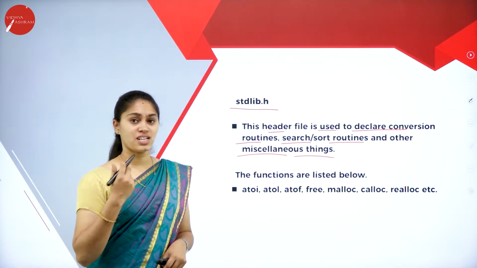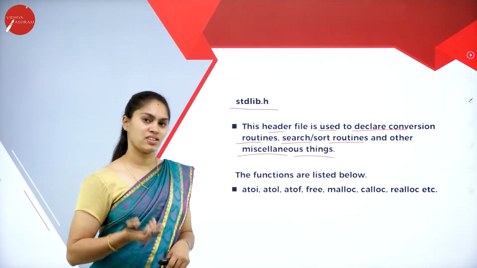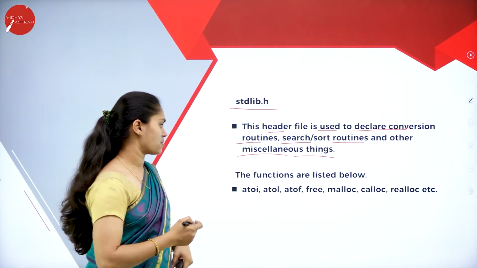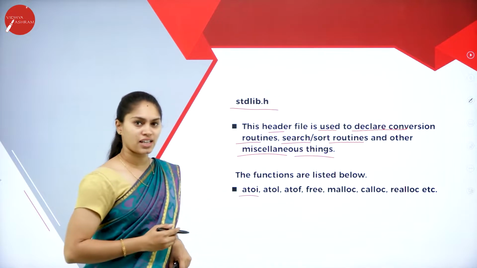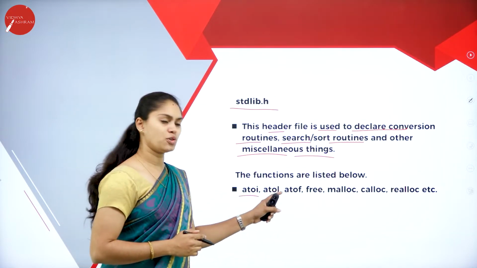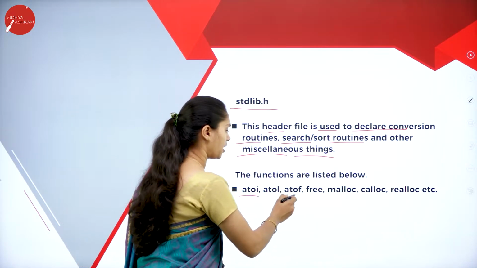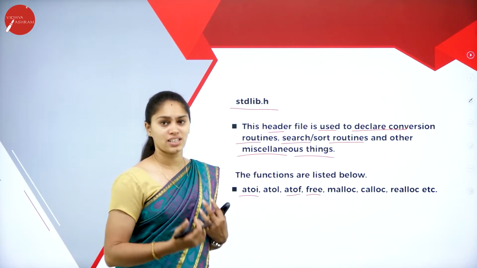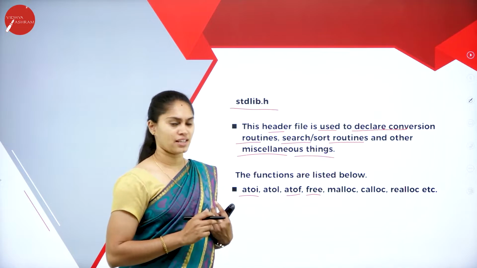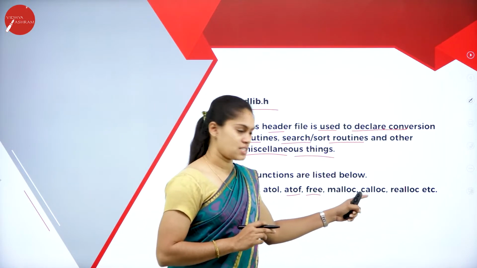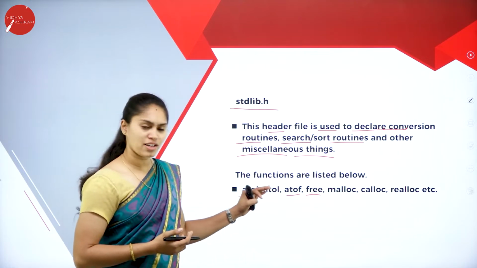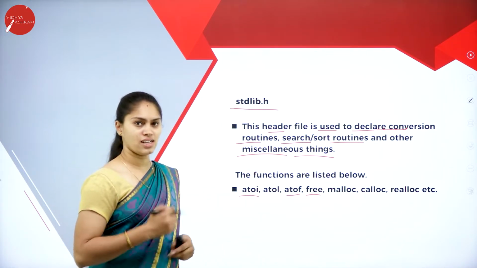If you recall the exit of 0 function, that is also related to this standard library. Here you can see some of the conversion functions, atoi, atol, and atof, and free. Free is nothing but deallocating the memory space which was allocated. And we have malloc, calloc, and realloc. So these are all the functions which come under this standard library.